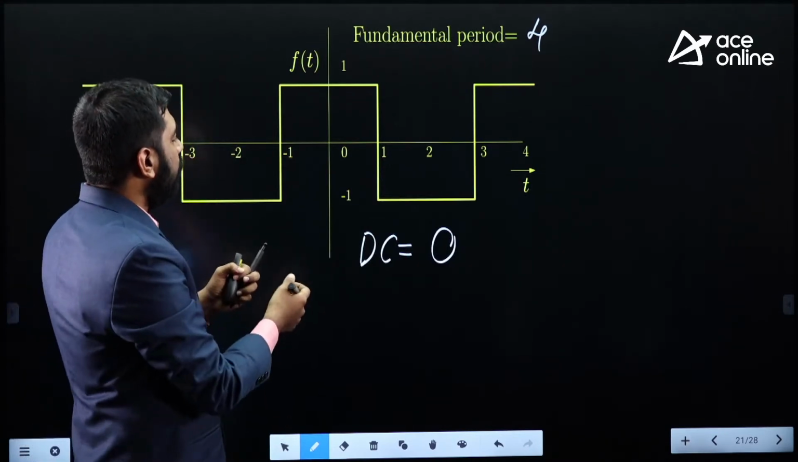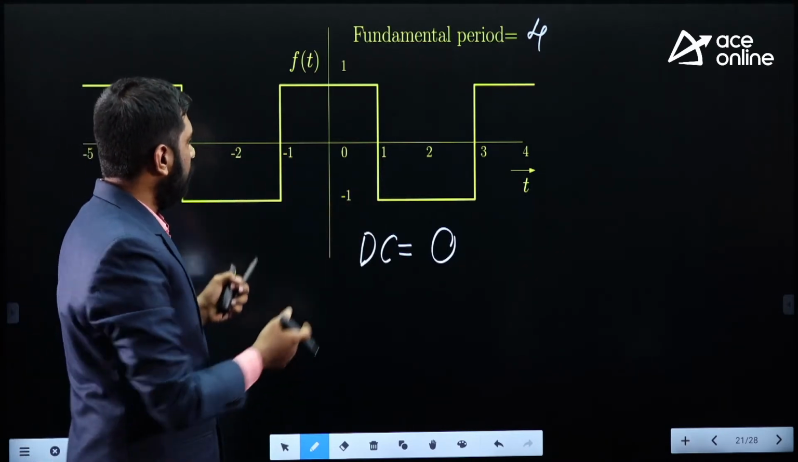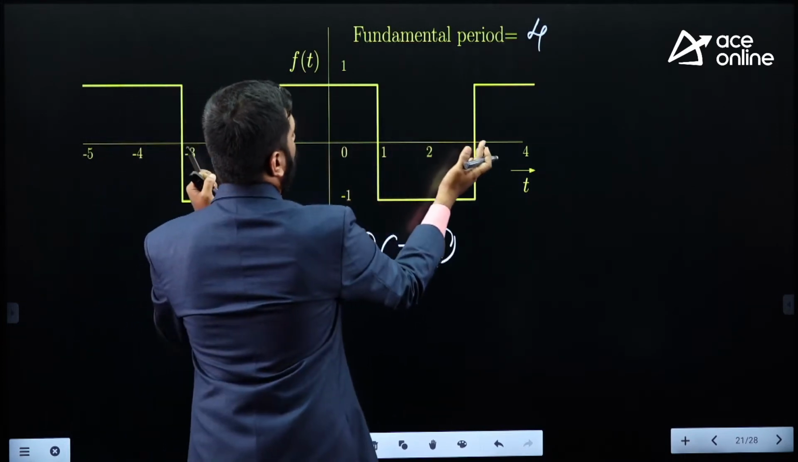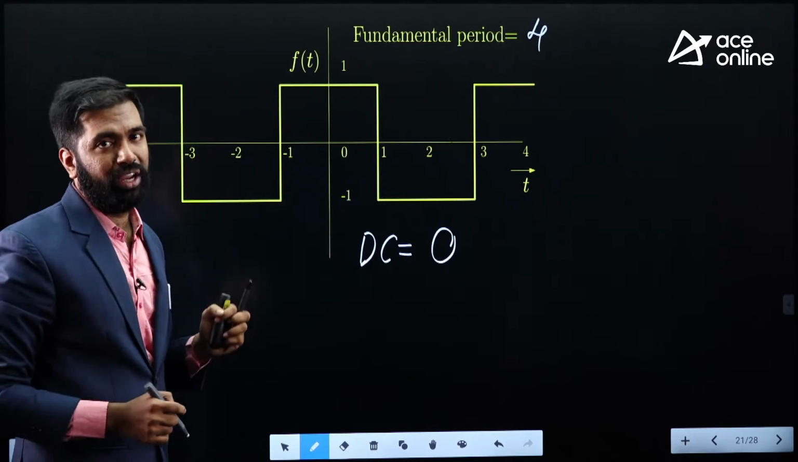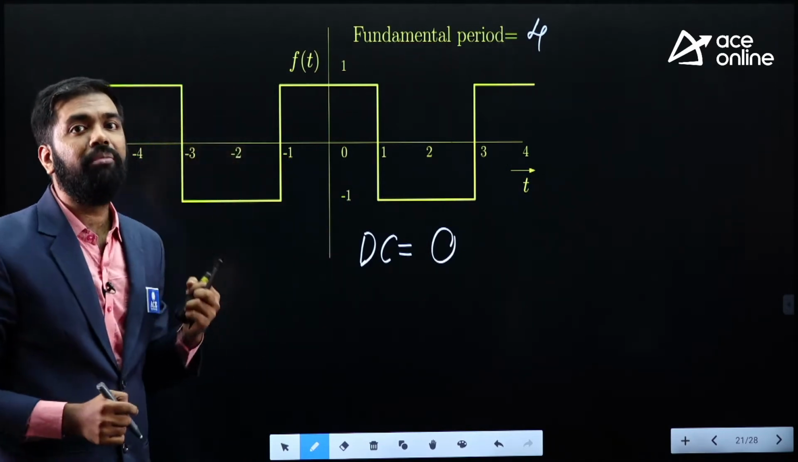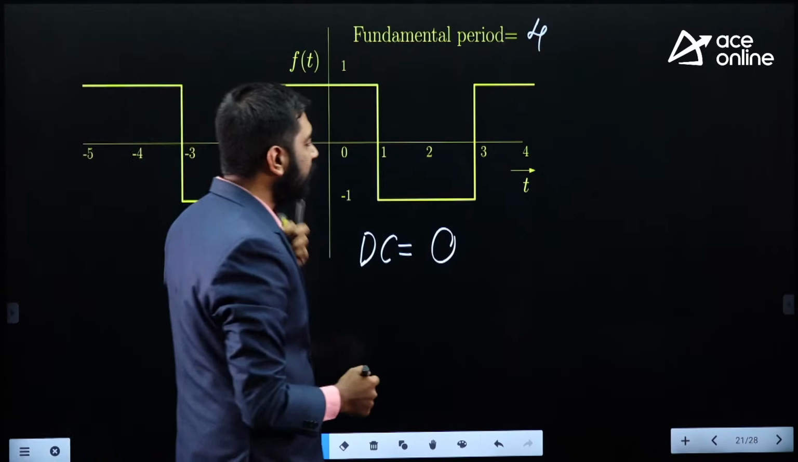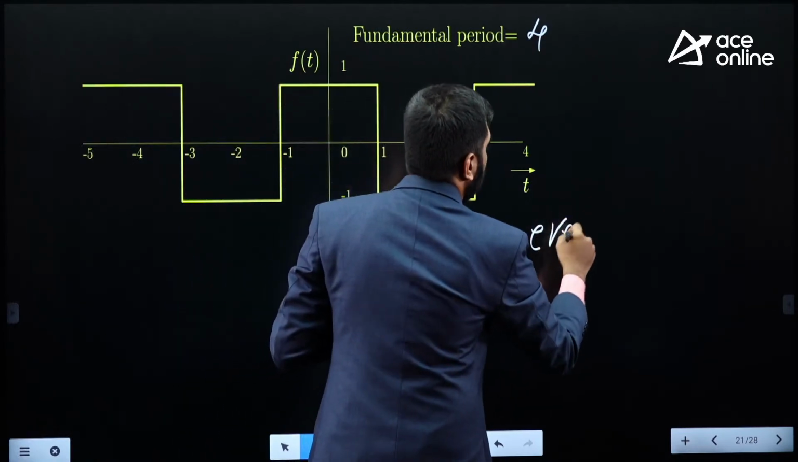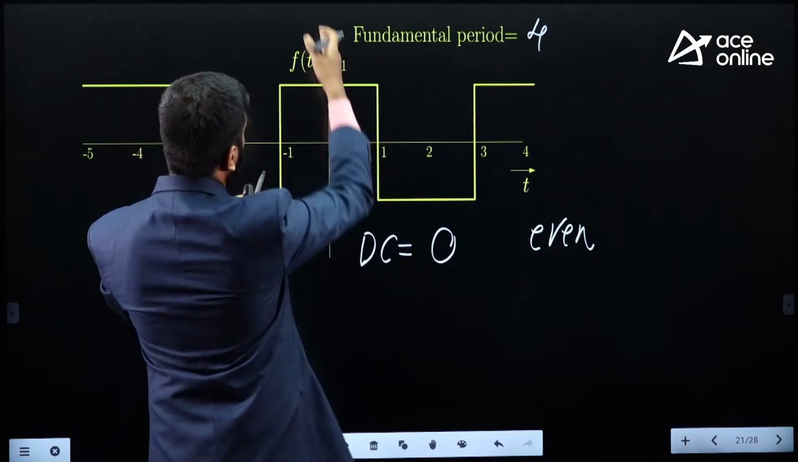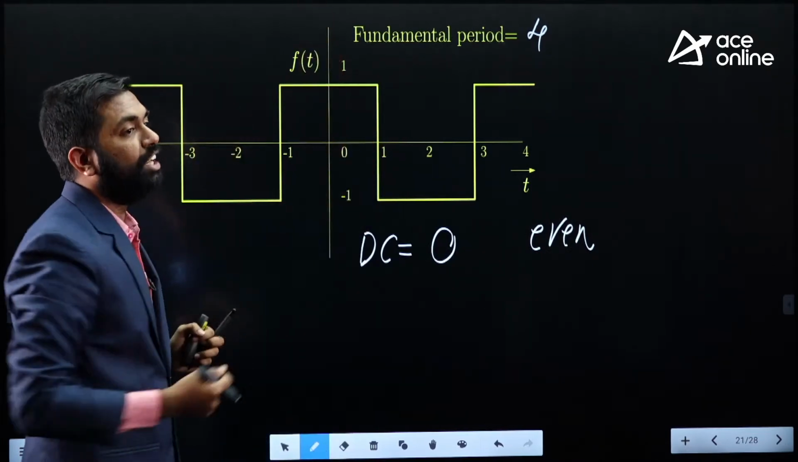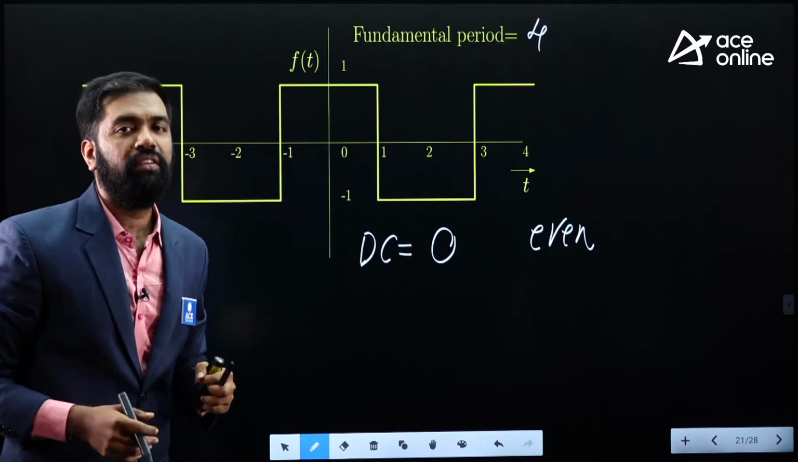Now in addition to that, let's see the other symmetries. Take this waveform and rotate it about the y-axis. If you rotate this about the y-axis, again you get the same waveform. That means this is an even signal. Why is it even? When you rotate this about the y-axis, you again get the same thing. So because of this, it's an even signal.